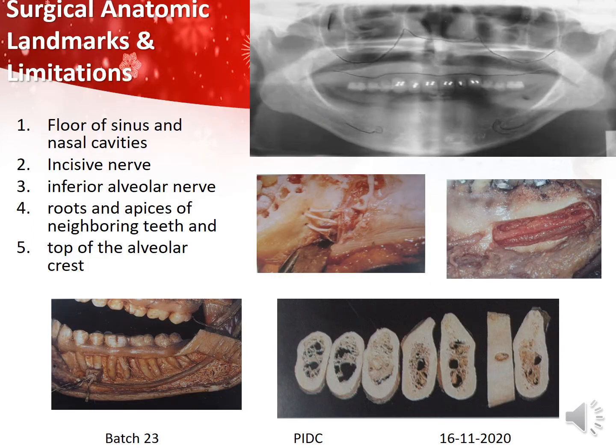Okay, next coming to the surgical landmarks and the limitations. So whenever you're going to place an implant, see to it that you see all these landmarks and then plan your surgery. If not, you will be landing in serious trouble later. So next, the first one which you have to take care of is your maxillary sinus. The second is your nasal floor cavities, and then your incisive nerve, your inferior alveolar nerve, and then the roots and apices of the neighboring teeth, and the top of the alveolar crest.